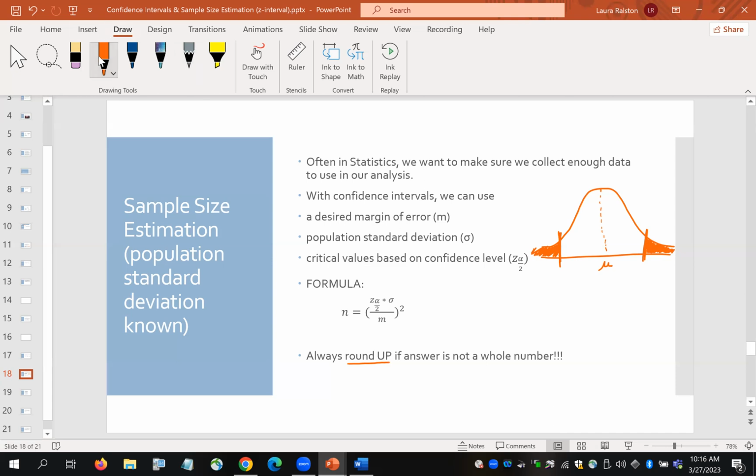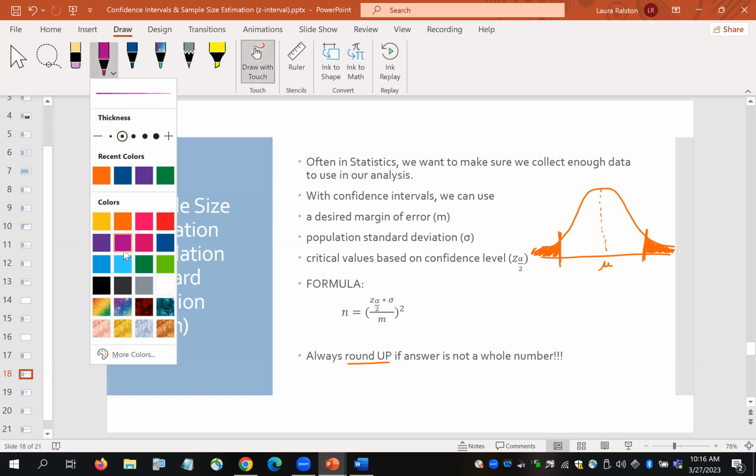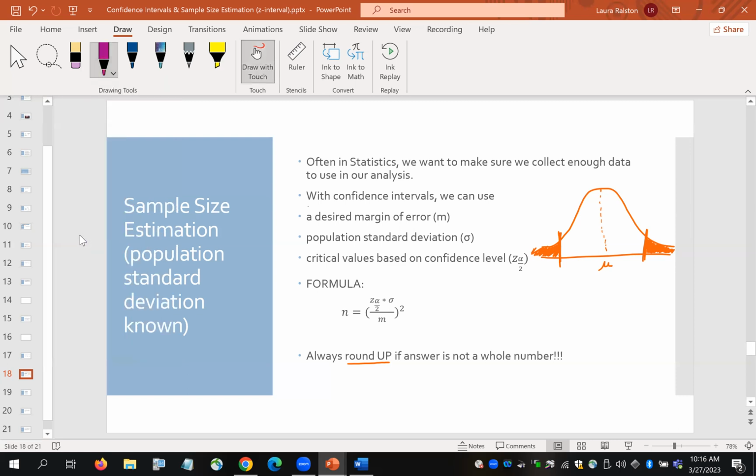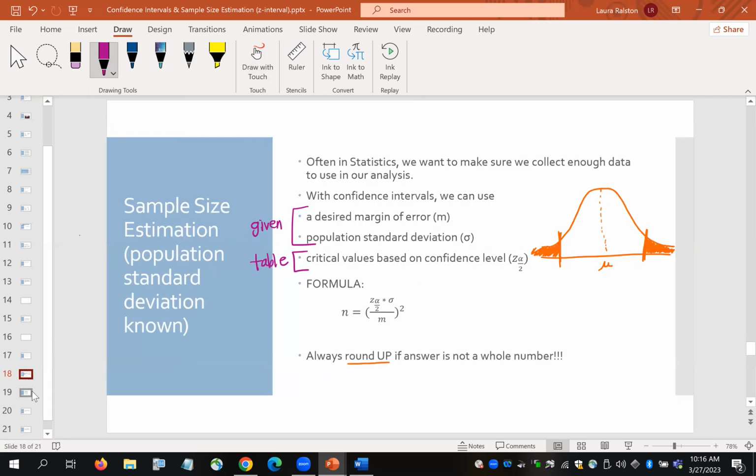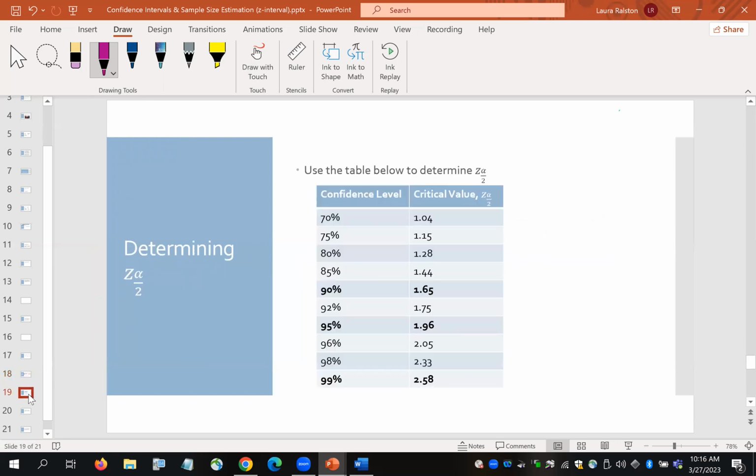Now, for these problems, at least the way they're set up in this course, all of this information, the margin of error that you want to have and your population standard deviation, are going to be given in the problem. We find our critical value using a table. And I happen to know that that table is at the top or in the header of the midterm exam. So the table that you need will be given on the midterm exam. It's on slide 19.